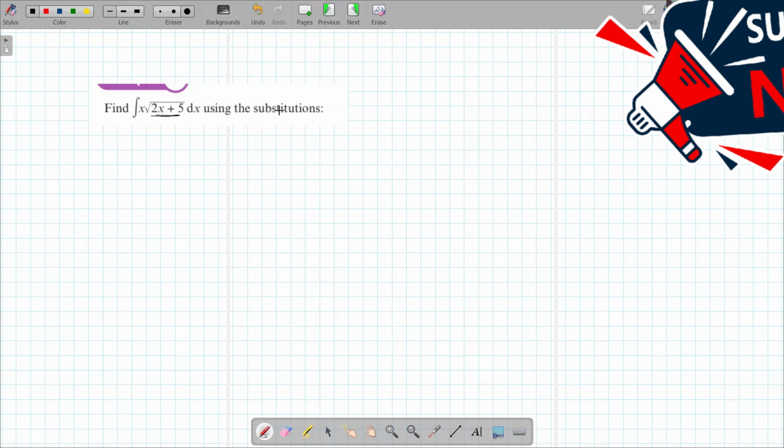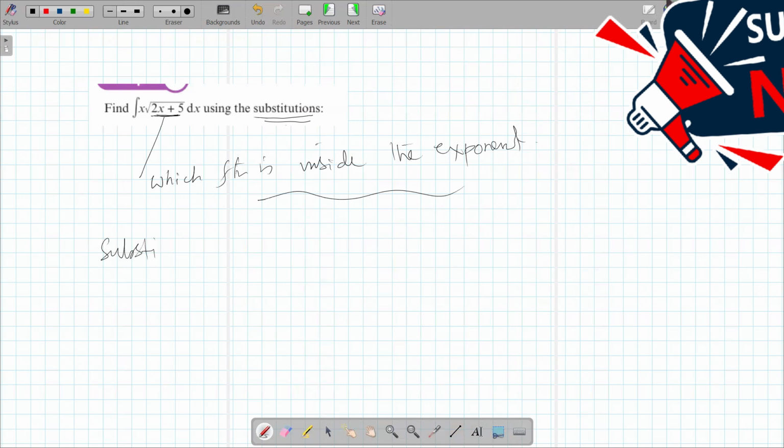What do you have to do in these substitutions? You have to see which function is inside the power, the exponent. Whenever you see questions like this, you have to see which one is inside the power. So you will substitute that function equal to some other variable. Change the variable of integration.